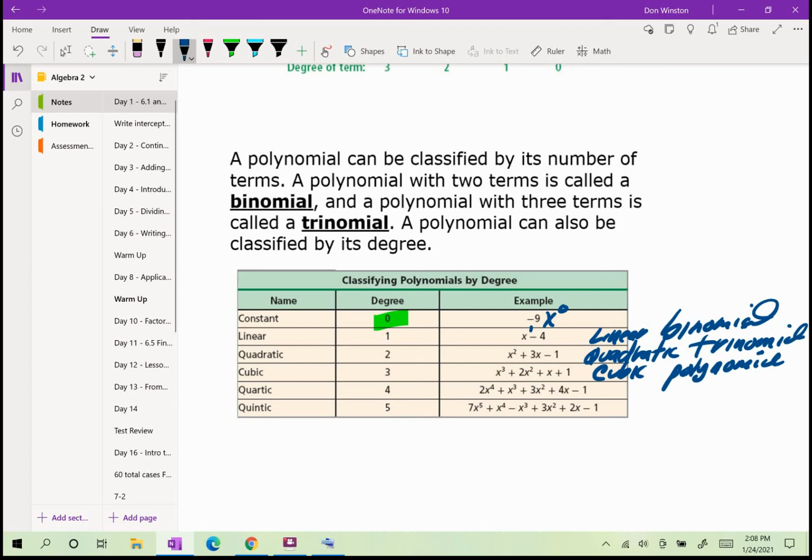And then we have a quartic, meaning degree 4. So again, that would be a quartic polynomial. And then a quintic polynomial. Again, anything with more than 3 terms, we just call a polynomial. So we can classify a polynomial by degree and by number of terms.